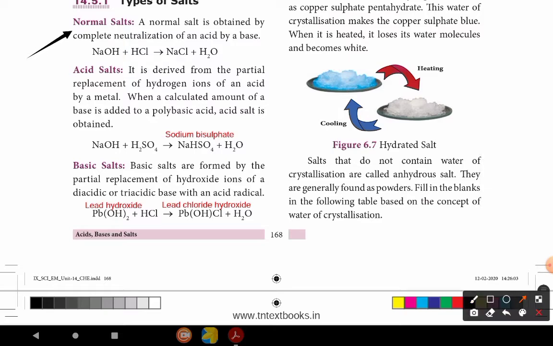A normal salt is obtained by complete neutralization of an acid and a base. This is called a base. The name of the base is sodium hydroxide and this is hydrochloric acid. So a normal salt is obtained by complete neutralization.